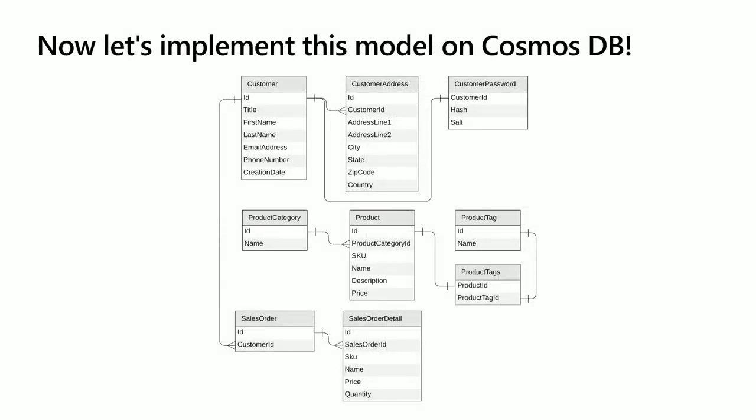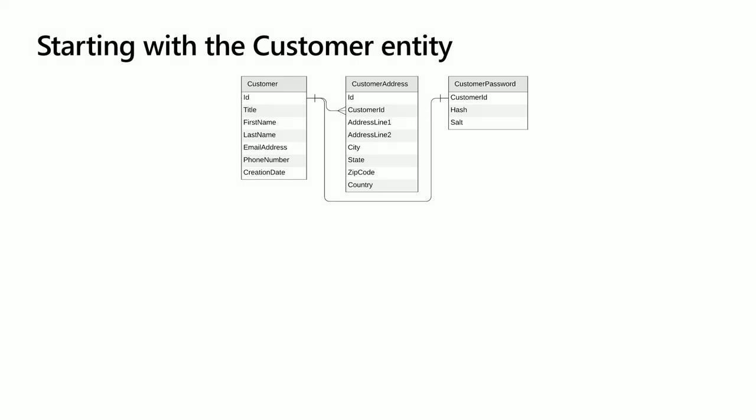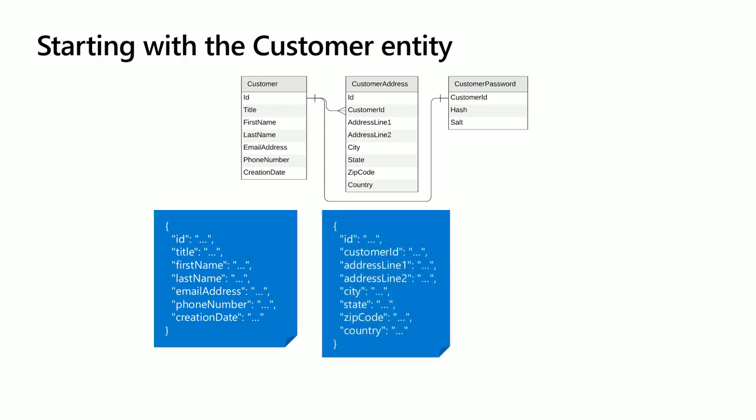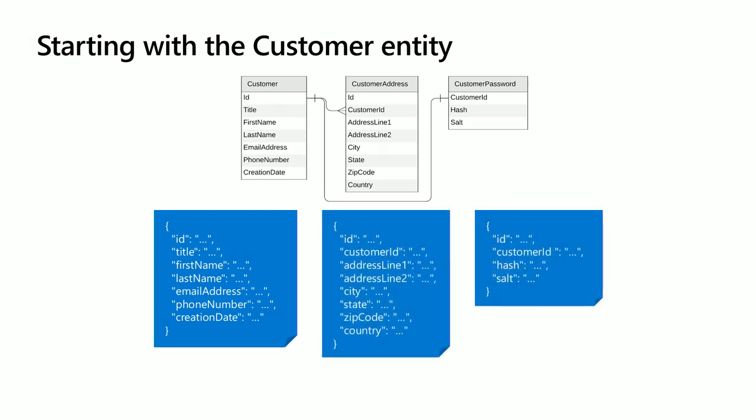So what about we implement that on Cosmos DB today, right? And let's start with the customers. Because Cosmos DB is a document database, where basically the data you are going to store are JSON documents, the first step we are going to do here is to translate those different entity types into JSON documents. We are just going to look at all the properties that these entity types define, and for each of them, we will create a corresponding JSON document. So we have one document for the customer, one for the customer address, and one for the customer password.